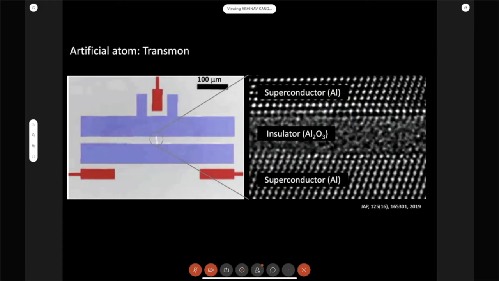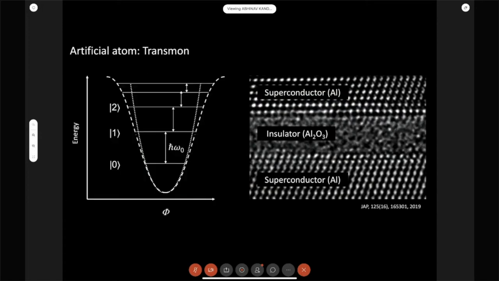And this junction is basically a sandwich of an insulator between two superconductors. In this example, the superconductors are aluminum, and you have some aluminum oxide, which is the insulator in the middle. This junction has some interesting nonlinear properties, as a result of which what would have been a harmonic oscillator energy spectrum with equally spaced levels develops some nonlinearity. It develops some anharmonicity. What I mean by that is that the spacing between the levels is now different. As a result, you can basically use these two lowest levels as the levels of the qubit, right? And this is something you've already been introduced to.